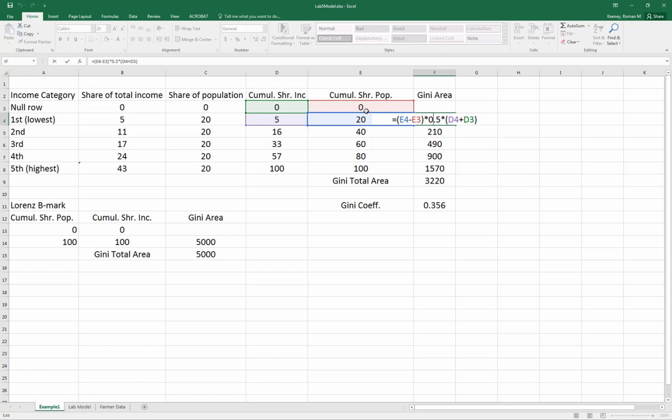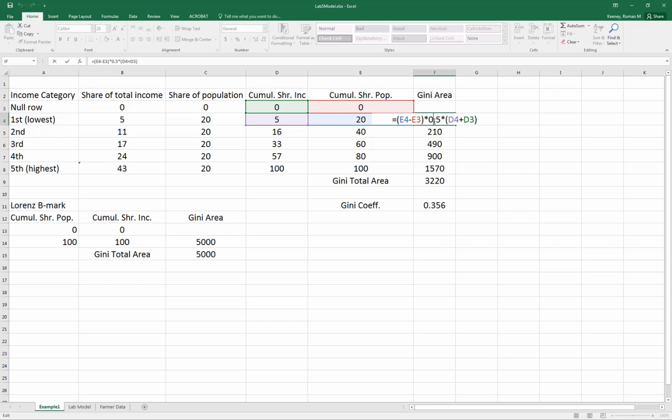E4 minus E3, okay, and so that's the base, right? That's the size of the base, which means it should be 20%. That's how wide this section of that trapezoid is going to be, the first trapezoid we have.